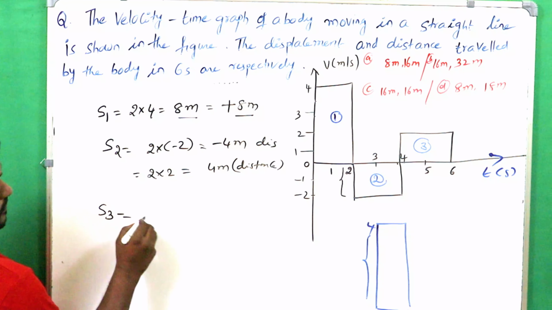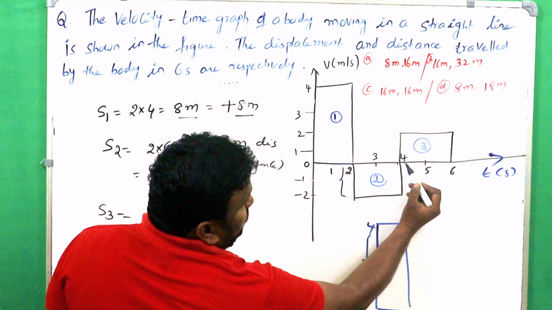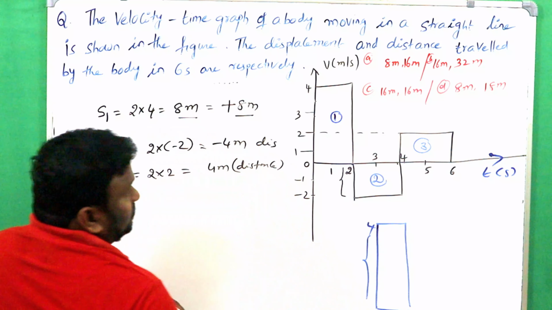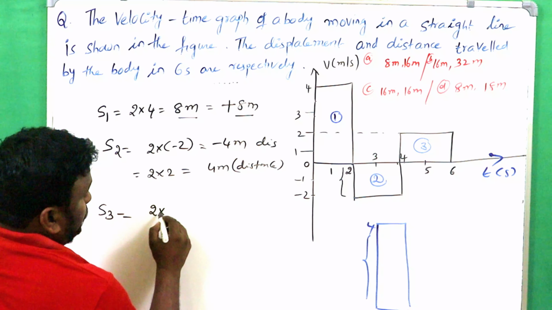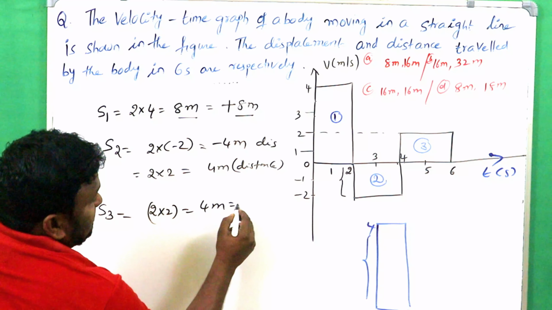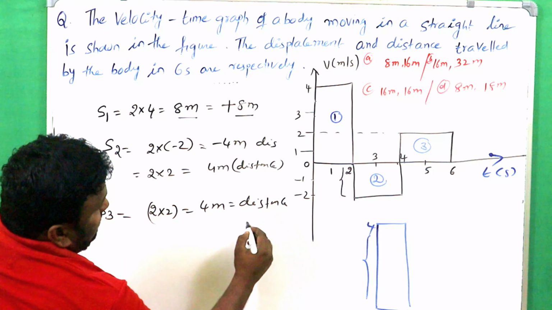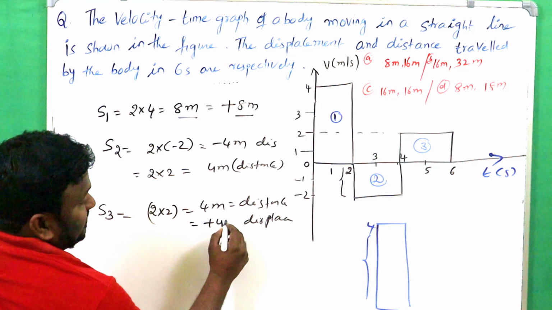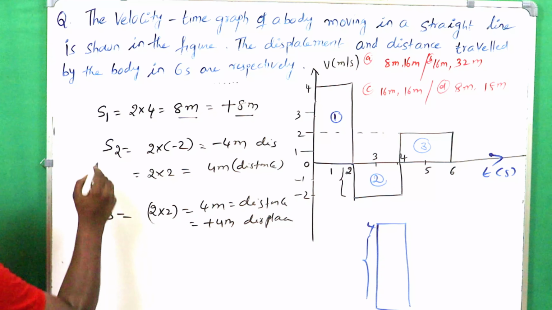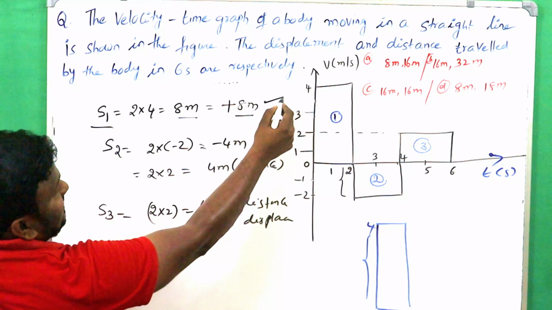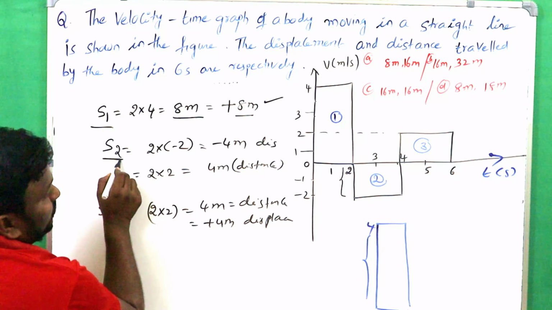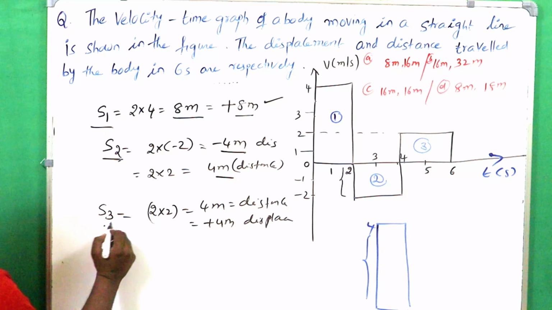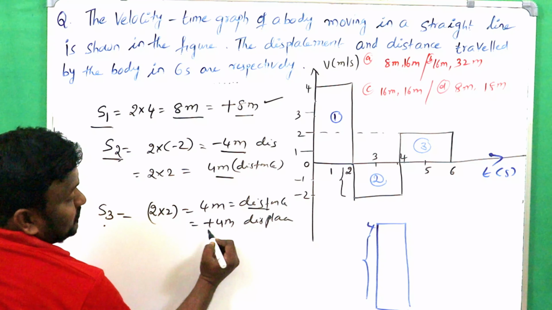And S3: here 6 minus 4 is 2, and the other is again 2. So 2 into 2, 4 meters. That is both distance and displacement. Distance is 4 meters and displacement is plus 4 meters. For S1, displacement is plus 8 meters and distance is 8 meters. For the second one, minus 4 meters is the displacement and 4 meters is the distance. For the third one, 4 meters is the distance and plus 4 is the displacement.